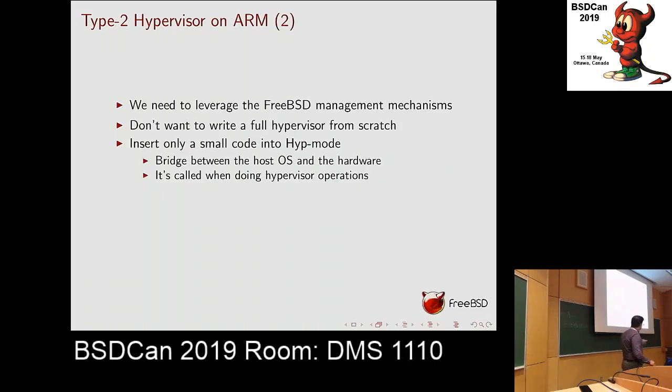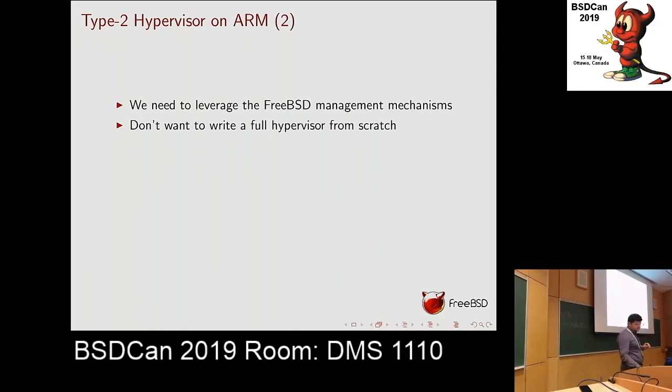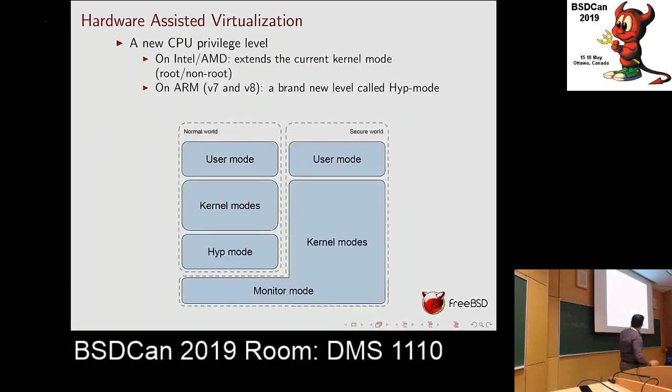Because we don't want to write a full hypervisor from scratch, we inserted a small piece of code, which is a bridge, in hypervisor mode. This very small code is called by the kernel mode in order to execute virtualization instructions on the hardware. So it's a bridge between the FreeBSD kernel and the hardware virtualization extensions.